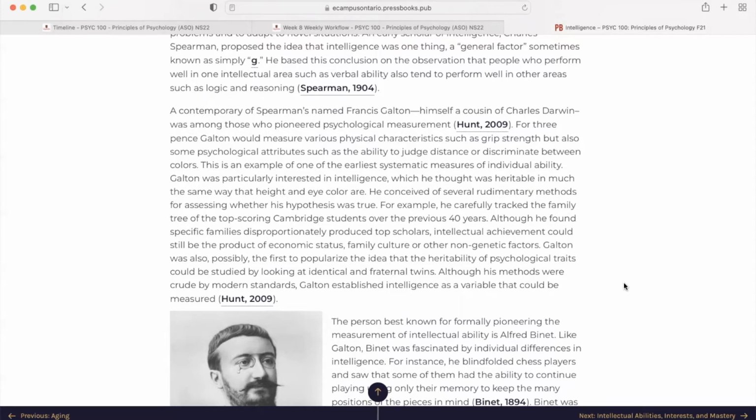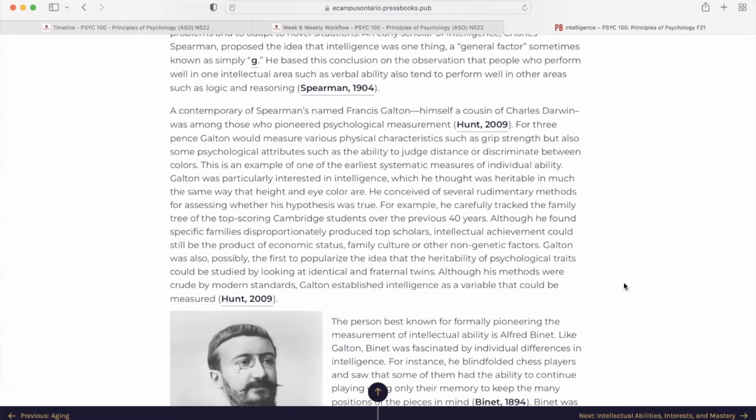For 3 pence, Galton would measure various physical characteristics, such as grip strength, but also some psychological attributes, such as the ability to judge distance or discriminate between colors.